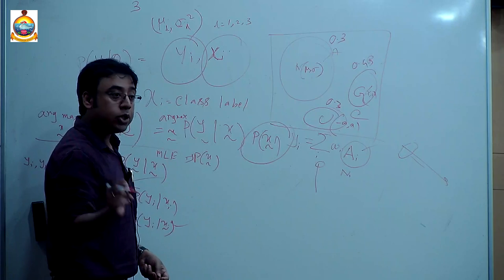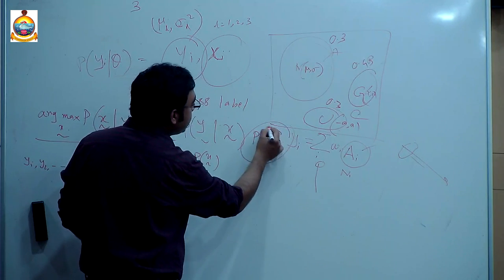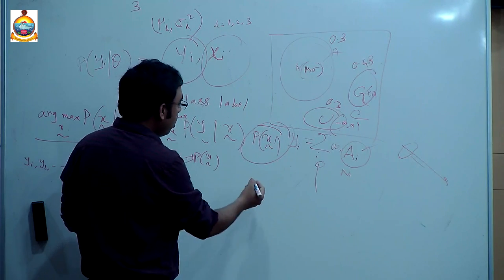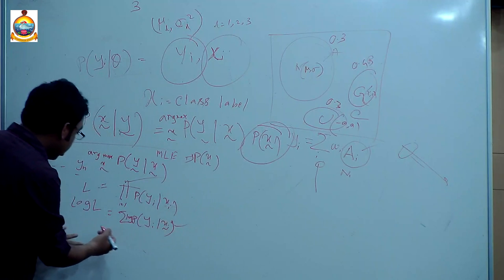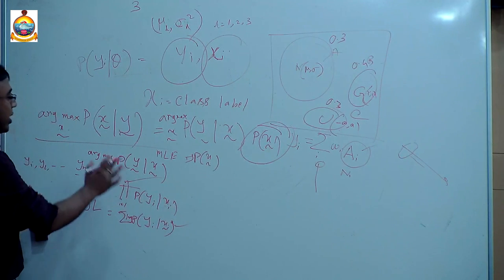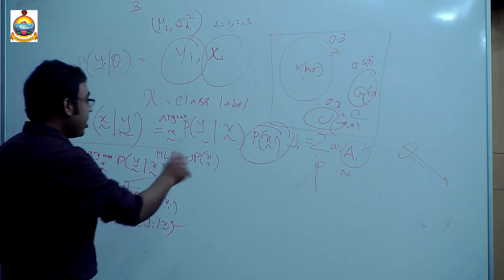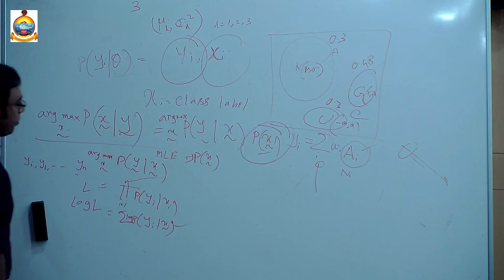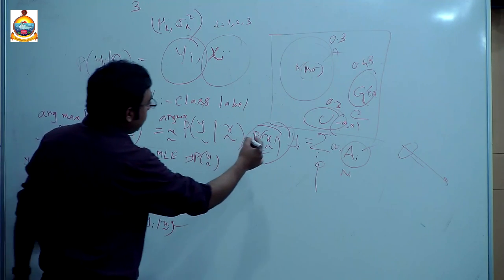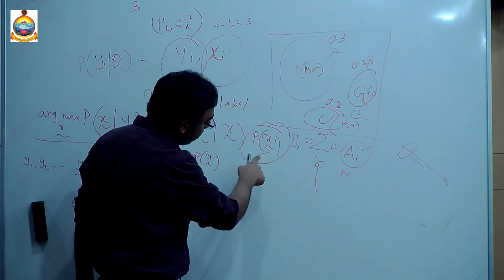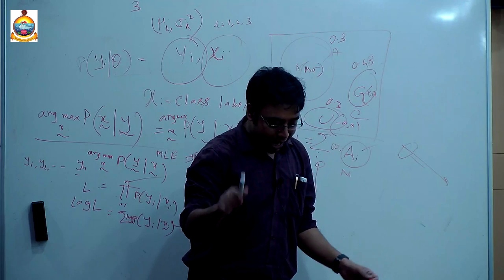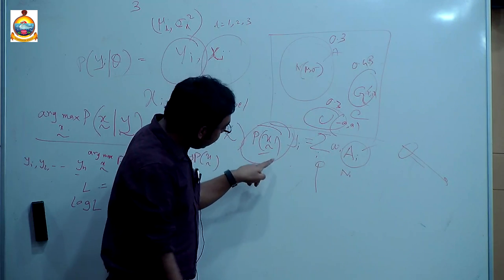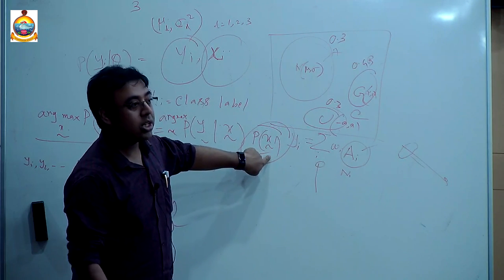Now in the maximum a posteriori model, we actually have a kind of distribution of this part, and this part again comes in here, and we optimize this function and estimate the parameters, but here we also have the dependency on the distribution of the class labels. Okay, and this is the probability of the class labels distribution.